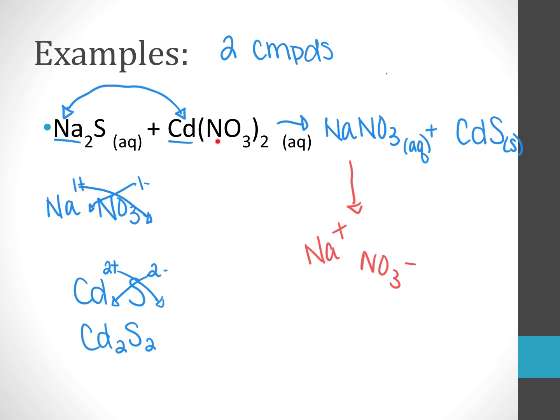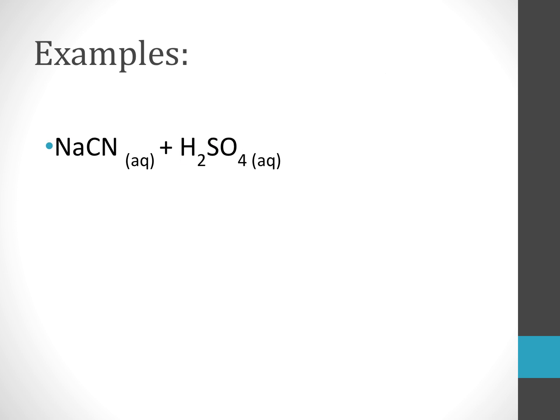And if we're going to balance, start with the most complicated. So nitrate is NO3. How many are there? 2. So what do we need to put right here? Okay, so I'm just going to put a 2 there. That 2 distributes, so there's 2 nitrates. It also causes us to have 2 sodiums, and we already have 2 sodiums. 1 sulfur, 1 sulfur, 1 cadmium, 1 cadmium. Are we balanced? Good. All right, here's our second example. So we'll take NaCN plus H2SO4. So copy this down.